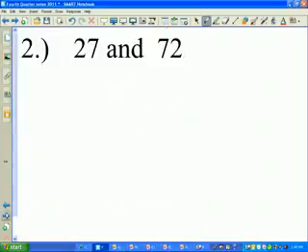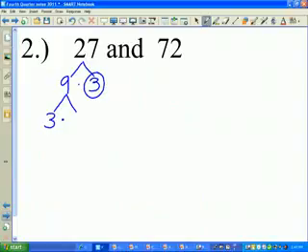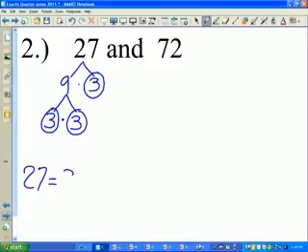Let's try the next one. 27 and 72. So what would be my greatest common factor? So we can do it this way. 27, I have 9 times 3. And my 9 is a composite number, so I factor that out again. So 3 times 3. So for 27, my prime factorization would be 3 times 3 times 3.